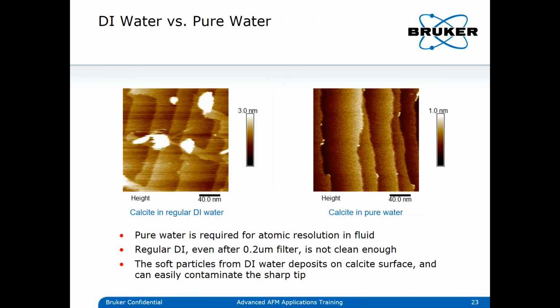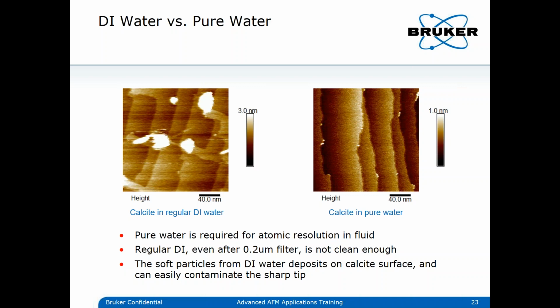And here you see an image of standard DI water versus the analytical grade water. You can see on the left-hand side huge contaminations, and on the right-hand side there are just a few or even almost nothing. And again, you would need the pure water for the atomic resolution in fluid. The regular water, even if you filter it afterwards before you put it in, is not clean enough.